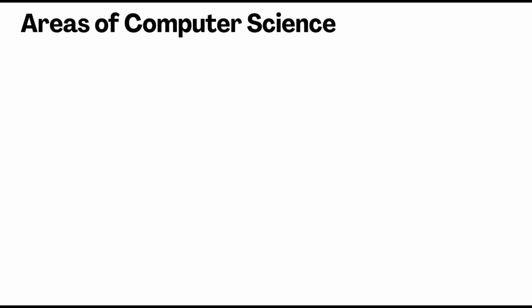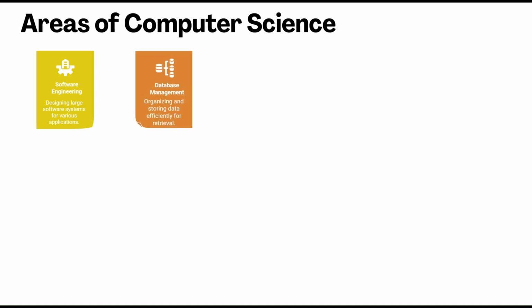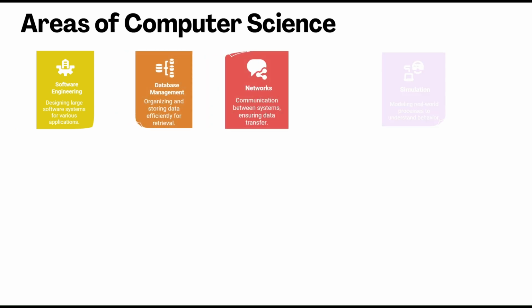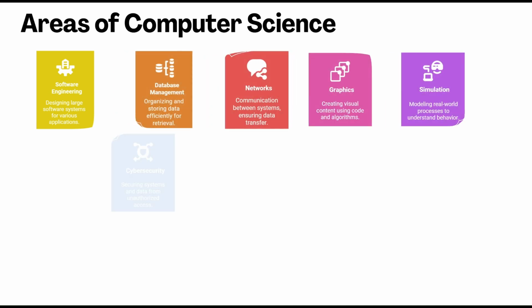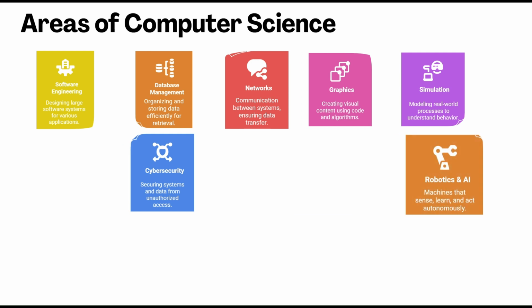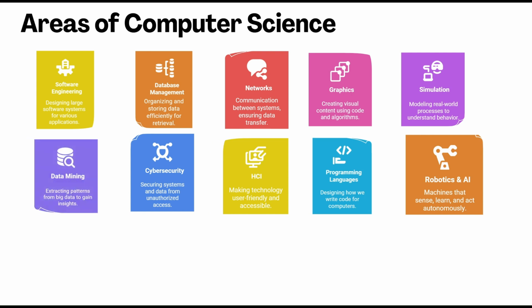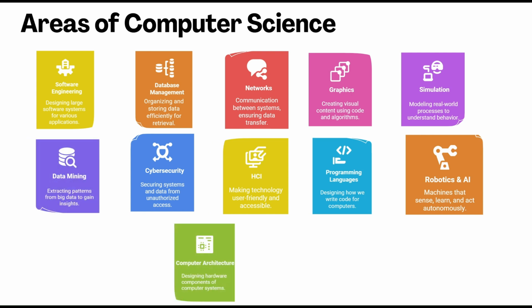The next topic is the areas of computer science. It is a very vast field. It is not just one skill or domain. It includes many critical areas such as software engineering, database management, networks, simulation, graphics, cybersecurity, robotics and AI, programming languages, human computer interaction, data mining, computer architecture, and systems programming.